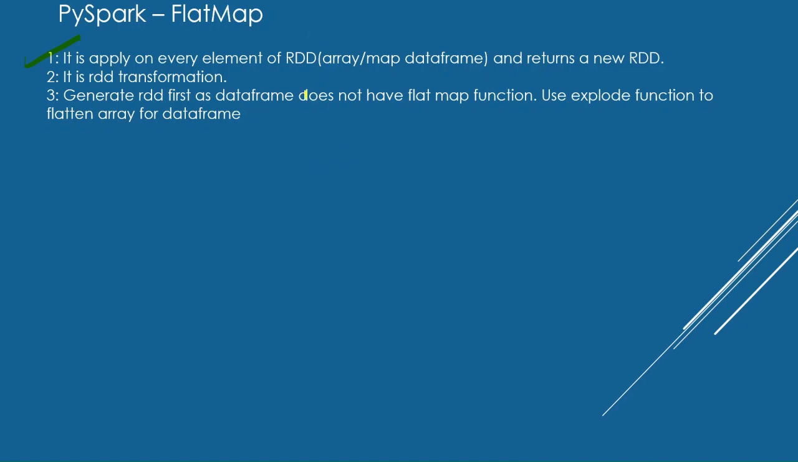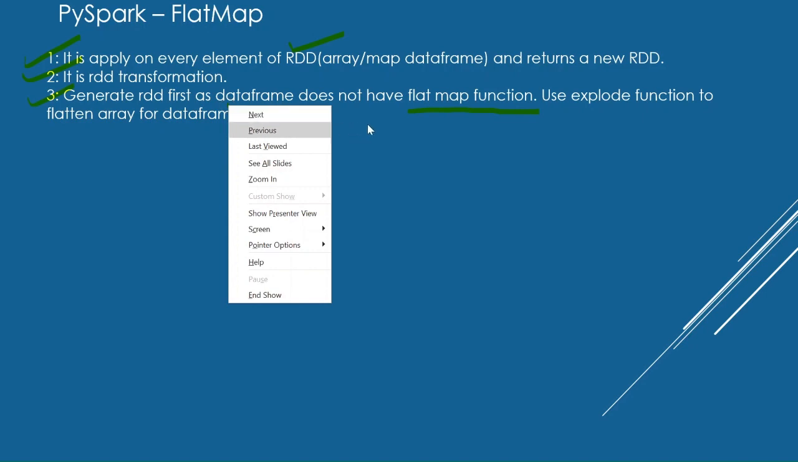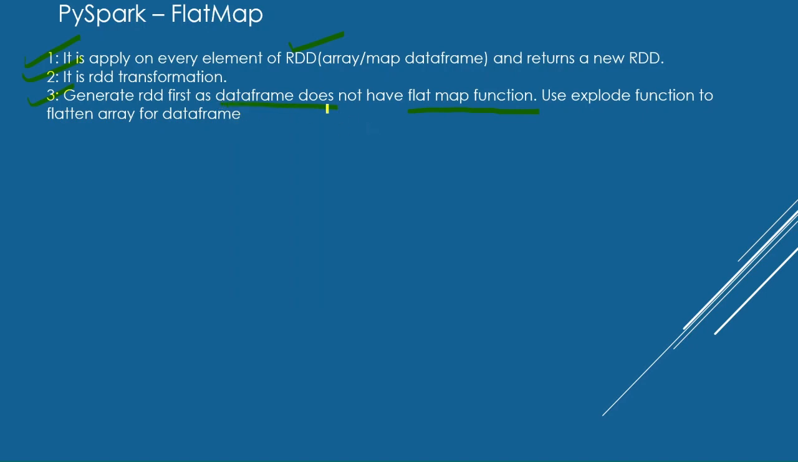FlatMap is going to apply on the RDD. FlatMap is an RDD transformation, and we know that the FlatMap function is not present in the data frame. So if you want to apply a FlatMap function on the data frame, first we need to generate the RDD and on top of that we can call the FlatMap function.